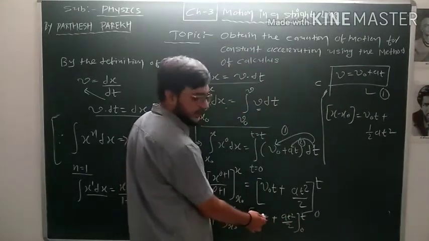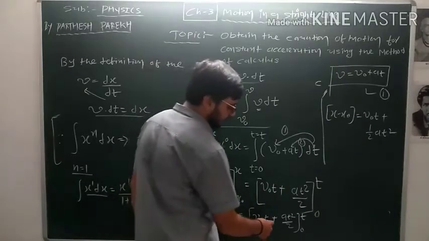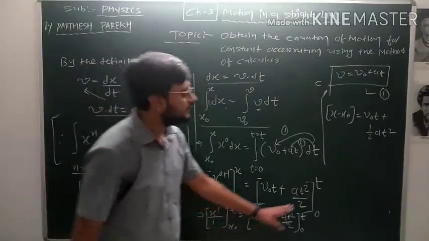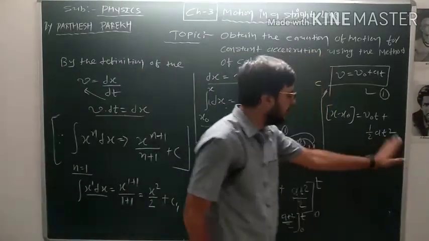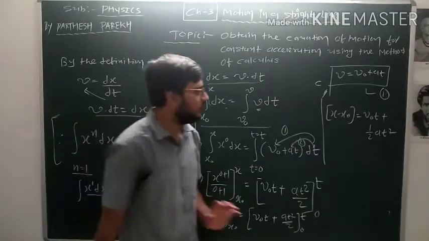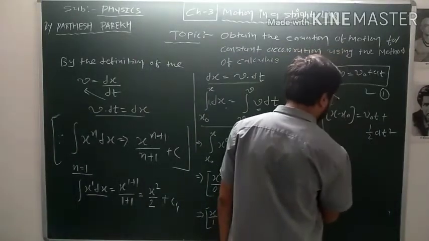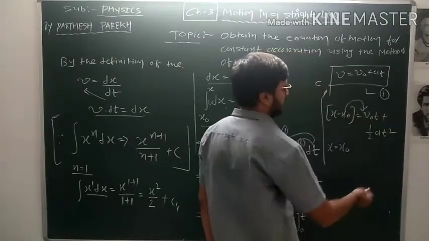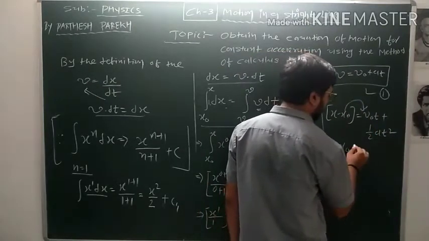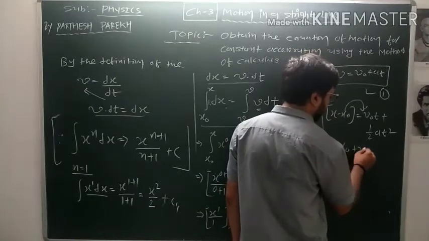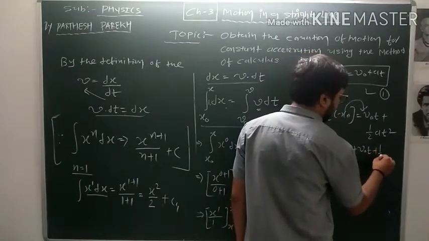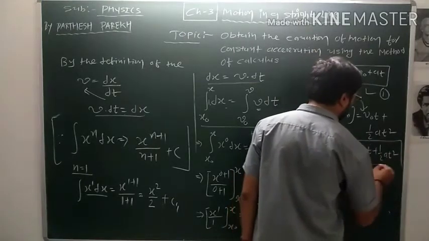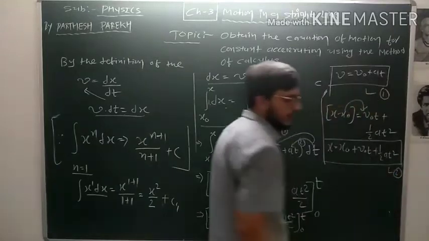Now we put t equals 0. So here is 0, here is 0. Both the terms are 0, so we do not need to write them. Only half a t square needs to be written. So finally we get x equals x naught, this x naught comes to this side. So x equals x naught plus v naught t plus half a t square. That is our second equation of motion for constant acceleration.